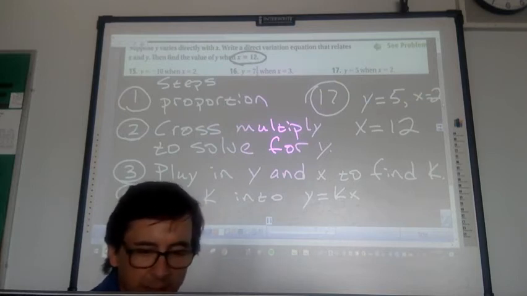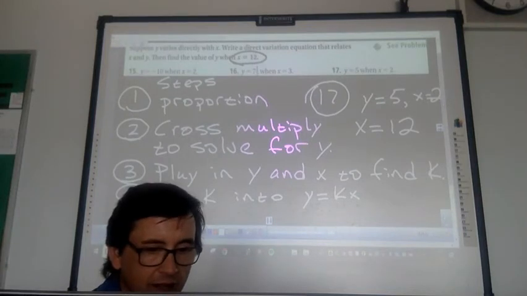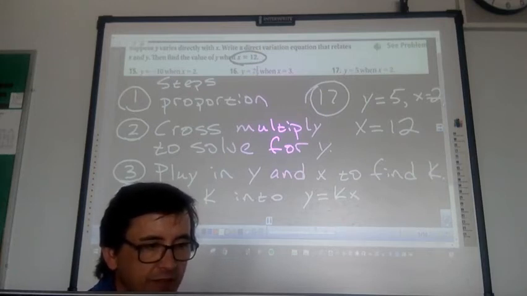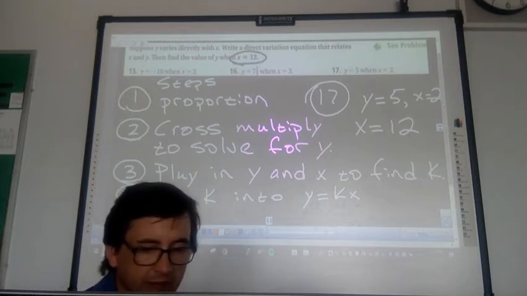Did anybody set up a proportion yet? I kind of need help with the equation to figure it out. So did you look at the steps? What's the first step say? Plug in y and both x's given. Okay, so what's the y? 5. And what's the x? 2. So 5 over 2 equals? y over 12. Good, and then cross multiply.